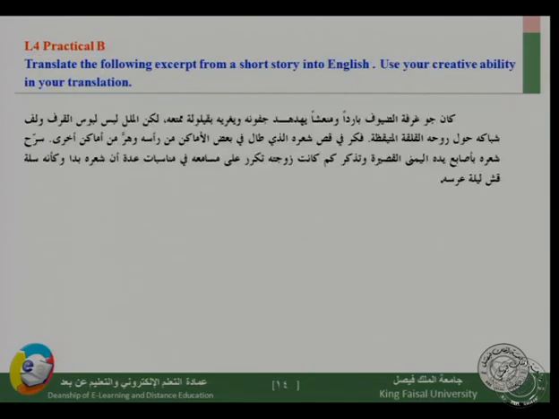Then translate the following excerpt from a short story into English. Use your creative ability in your translation. Again, I'd like you to translate it in your own words. So please do as much practice as you can.